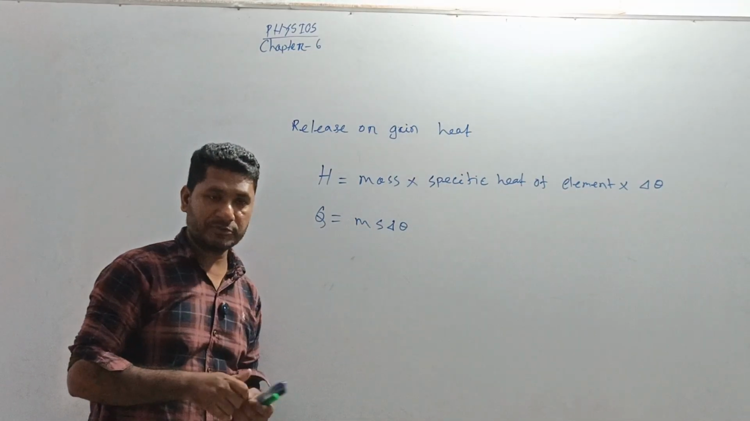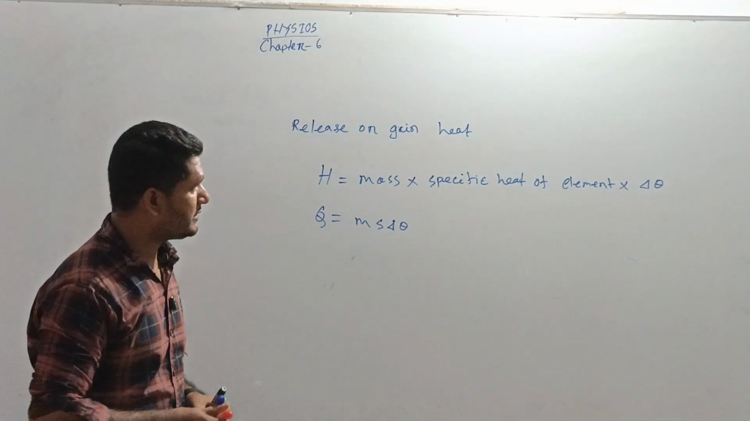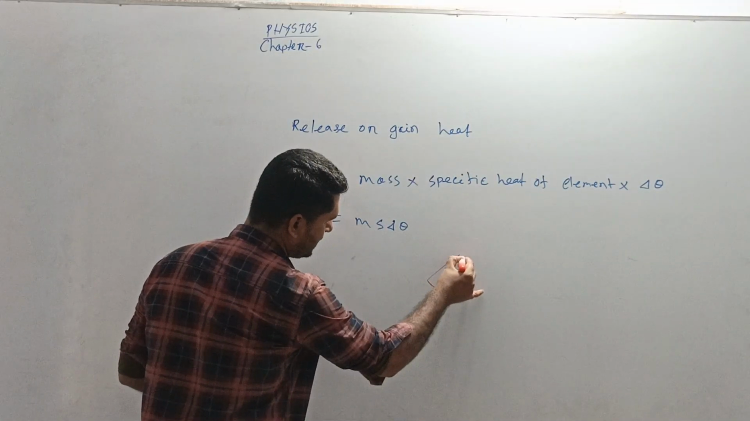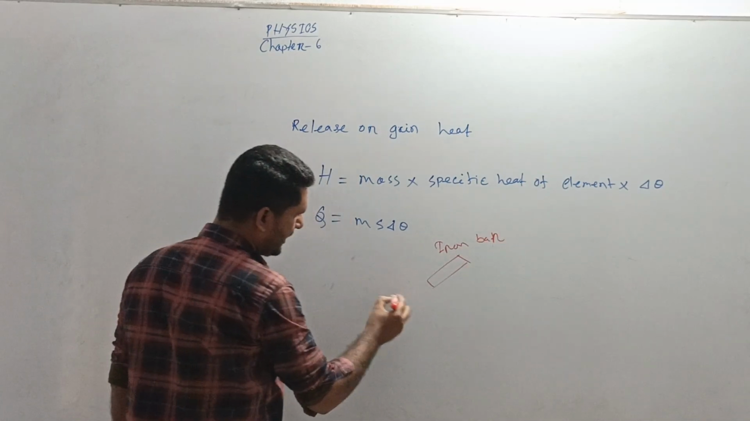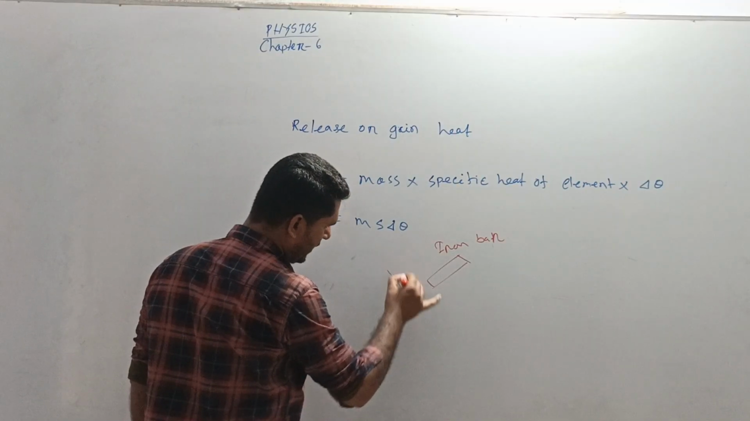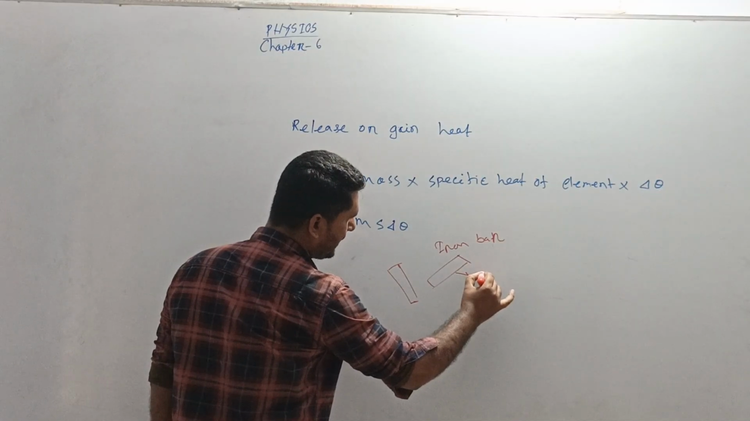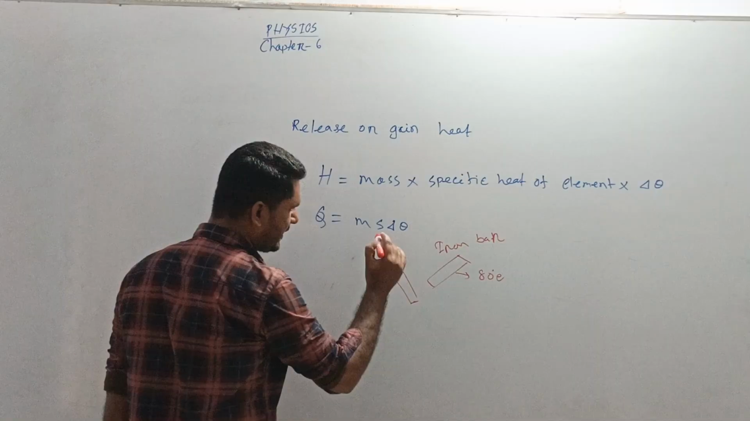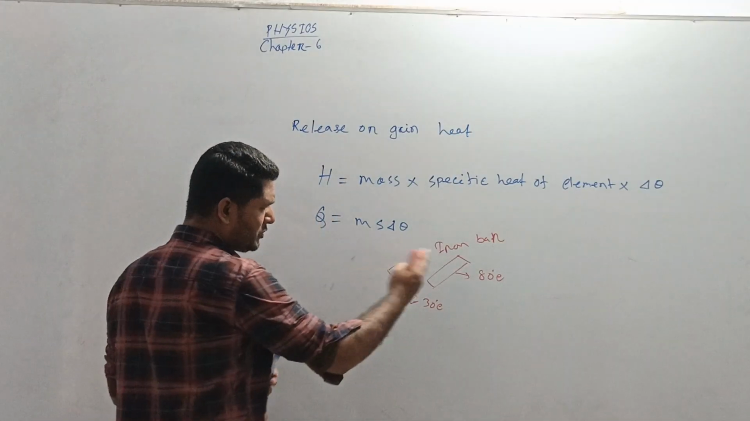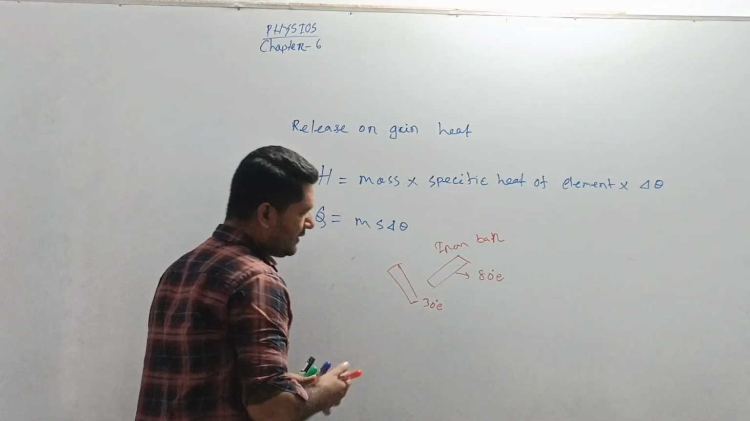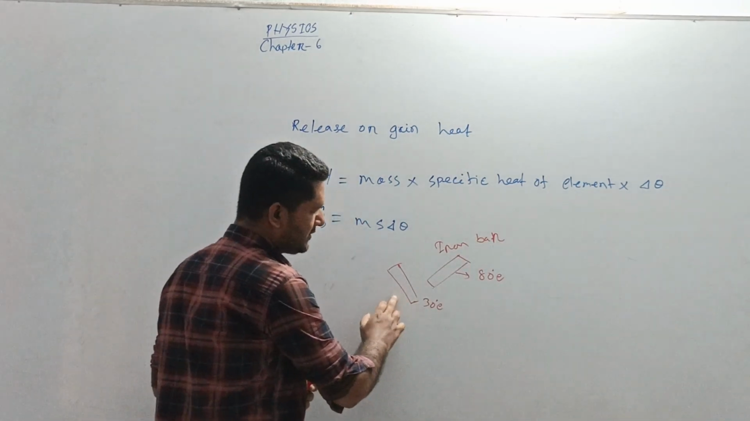Here m is the mass of that object, s is the specific heat of that object, and del theta means change of temperature. Suppose here is an iron bar, and near it another iron bar is kept. The temperature of this iron bar is 80 degrees Celsius, and this iron bar is only 30 degrees Celsius.